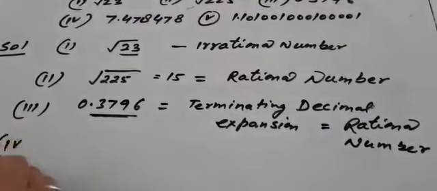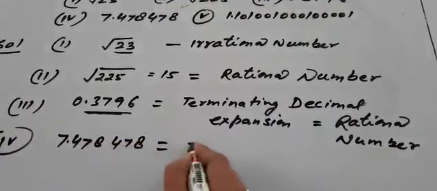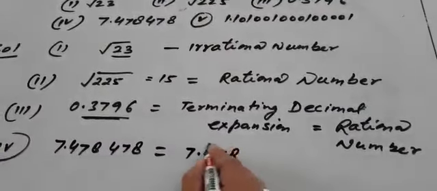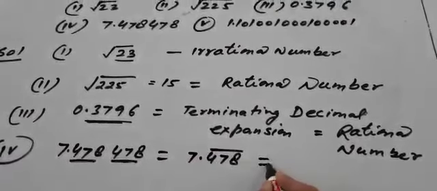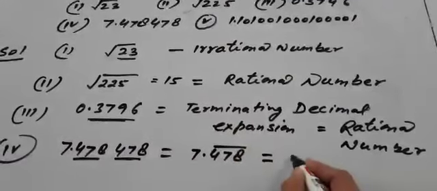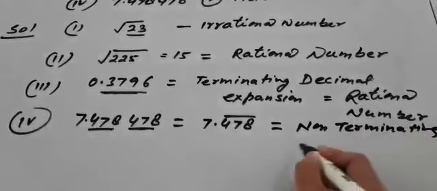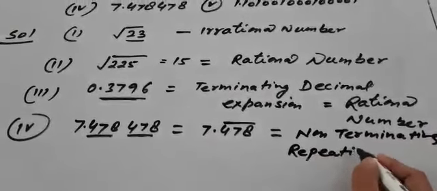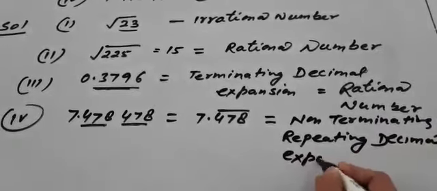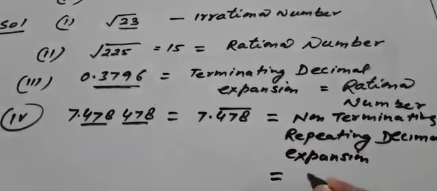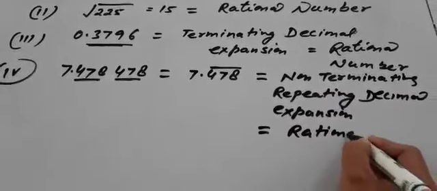Fourth one, you have 7.478478. You can write it as 7.478 bar because this number is repeating. By the definition of a rational number, this is a non-terminating, repeating decimal expansion, and this will be a rational number because a non-terminating, repeating decimal expansion is a rational number.